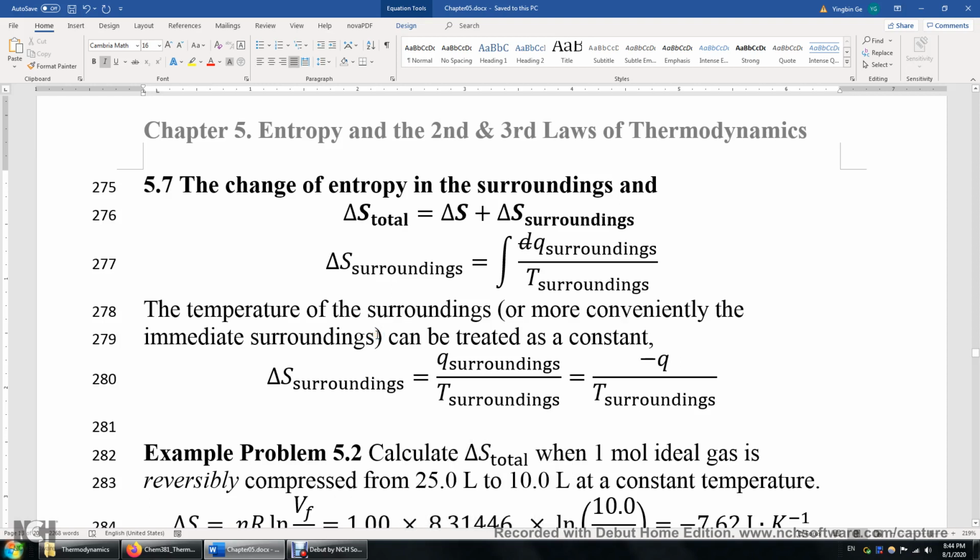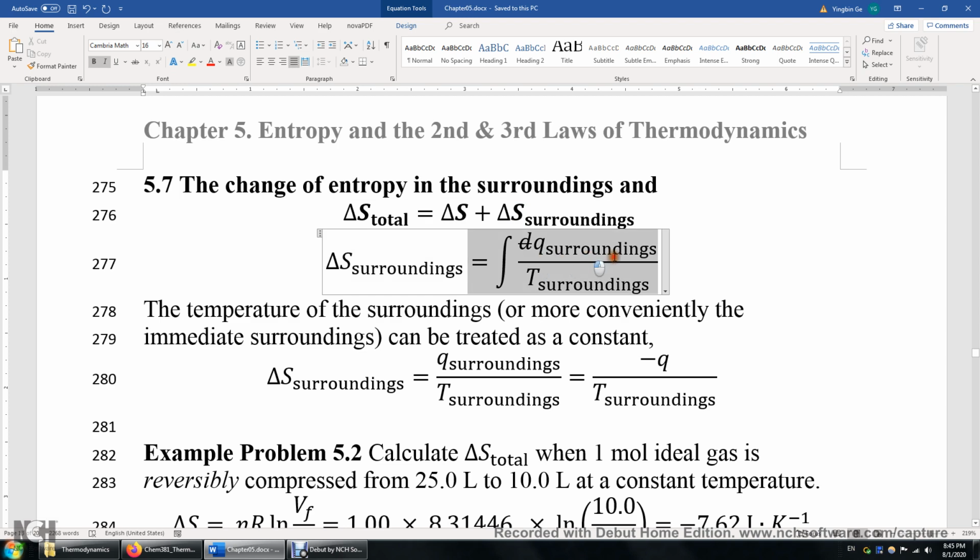Section 5.7. The change of entropy in the surroundings. The change of entropy of this entire universe is equal to the change of entropy of the system plus the change of the entropy of the surroundings. How can we get the entropy change of the surroundings?